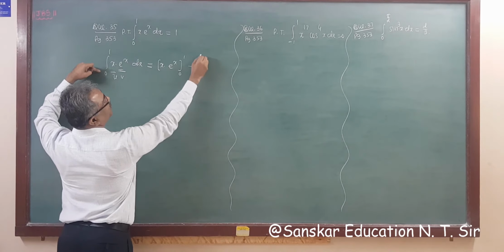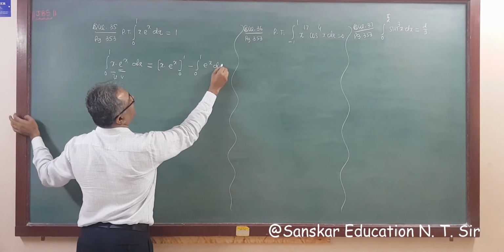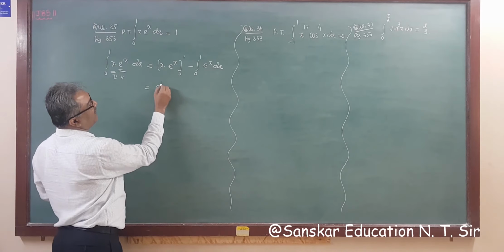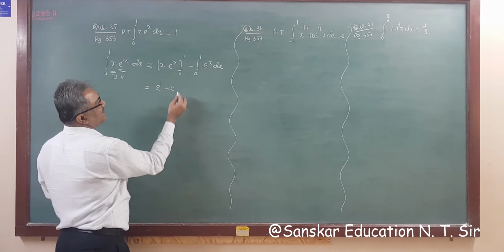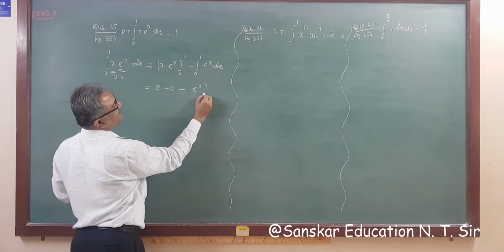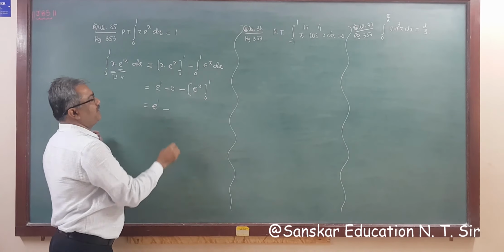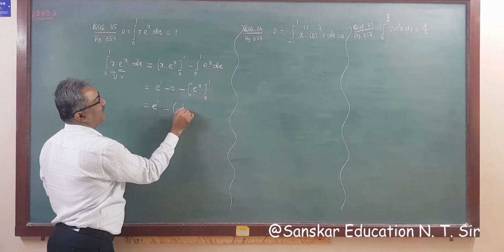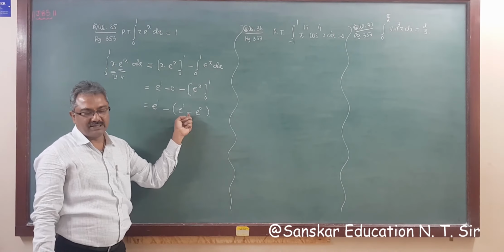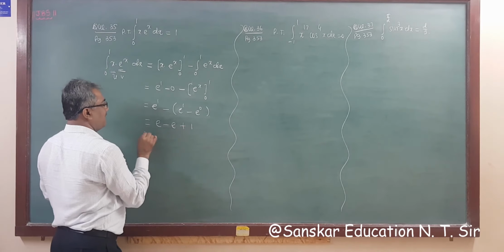Minus integration 0 to 1, derivative of u is 1 and e raised to x is e raised to x dx. So substituting the limit, x is 1, so what we get? e raised to 1 minus x is 0, so everything is 0, minus integration, this e raised to x is e raised to x, so 0 to 1, so we get e raised to 1 minus e raised to 0, so that is e minus 1. So e raised to 0 is 1, so the answer will be e minus e plus 1, that is 1.